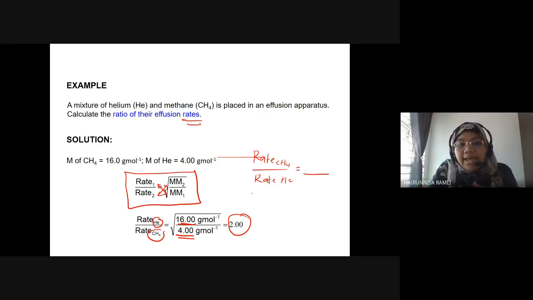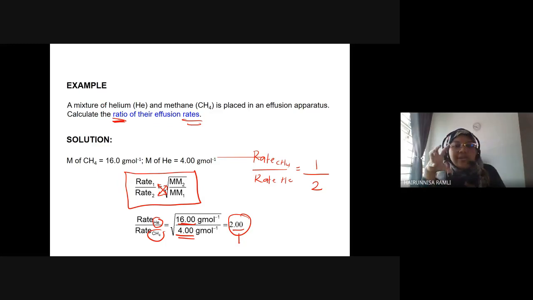No. Okay, tak sama kan? Sebab this is a ratio, right? So this one is 2 over 1. So now it here will become 1 over 2. Dia akan jadi terbalik. Okay? So ada satu jawapan yang betul. Both are correct. Okay? Ini untuk kes soalan yang when they ask about the ratio.